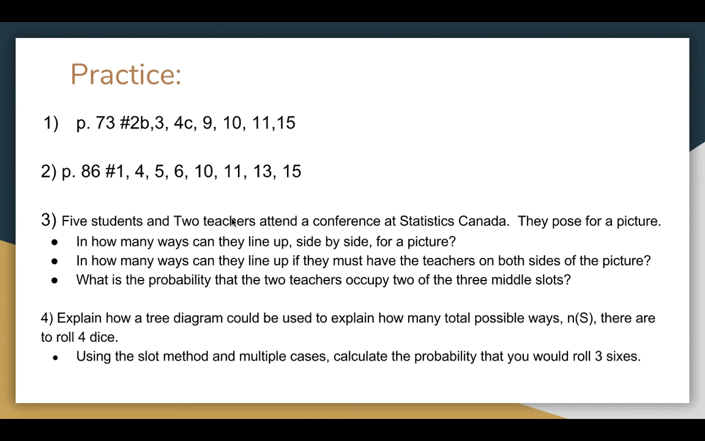A lot of these questions are not necessarily probability questions. They're just like the total number of ways. But that's one of the hardest things to do, is just figure out the total number of ways.